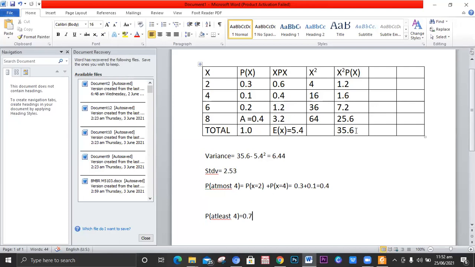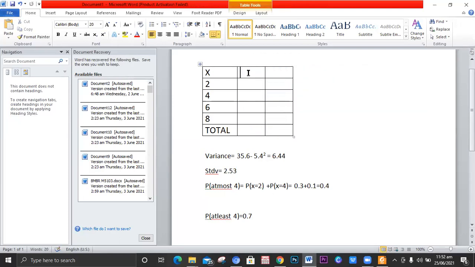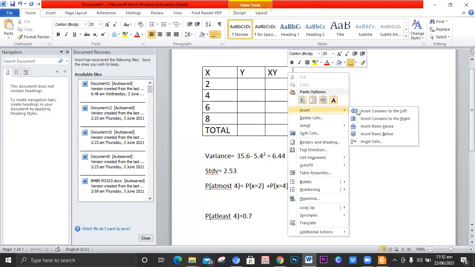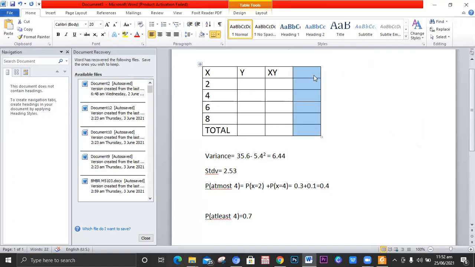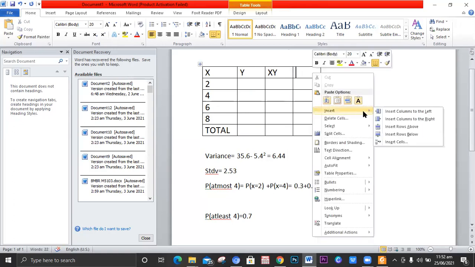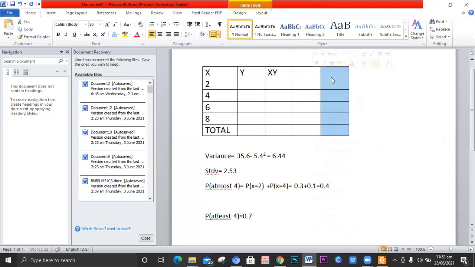Okay, so let me try to erase this. And here we have y, and here xy, then x squared and y squared. So suppose this is 10, 6, 8, 5.